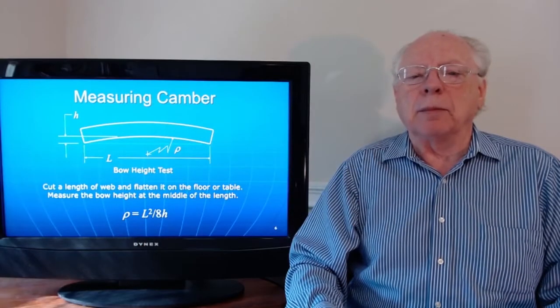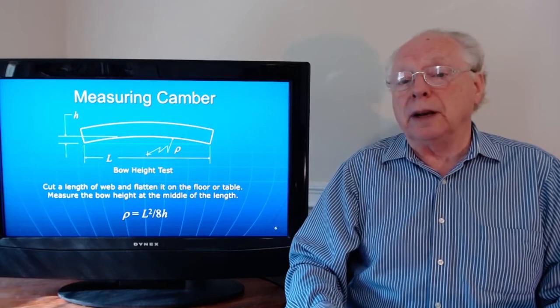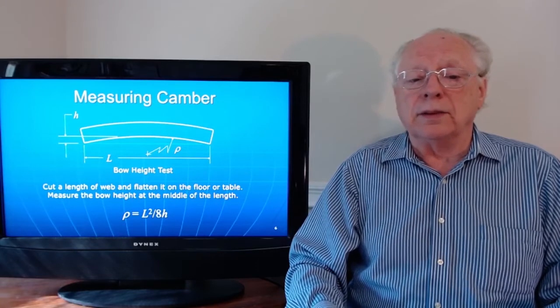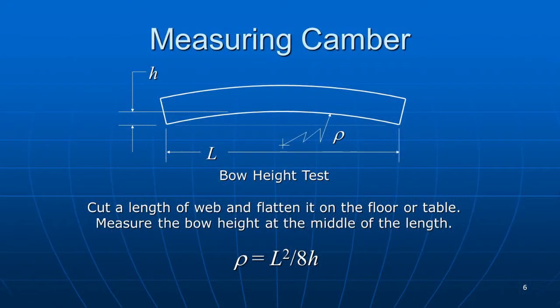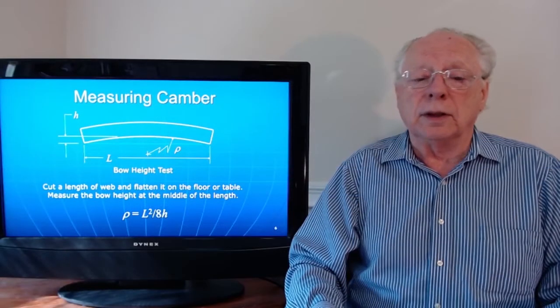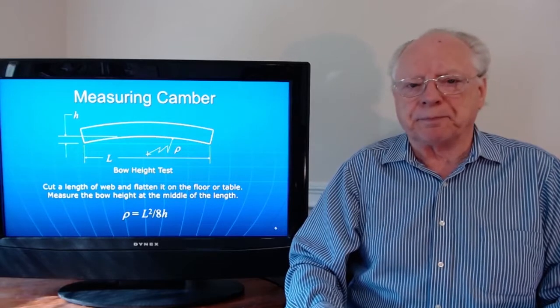The amount of camber in a web is measured by its radius of curvature, rho. This can be measured by laying out a length of web, flattening it as naturally as possible, and measuring the bow height in the center of the length. From this, the radius of curvature can be calculated. The straighter the web, the larger the radius. So let's look at some of the problems.